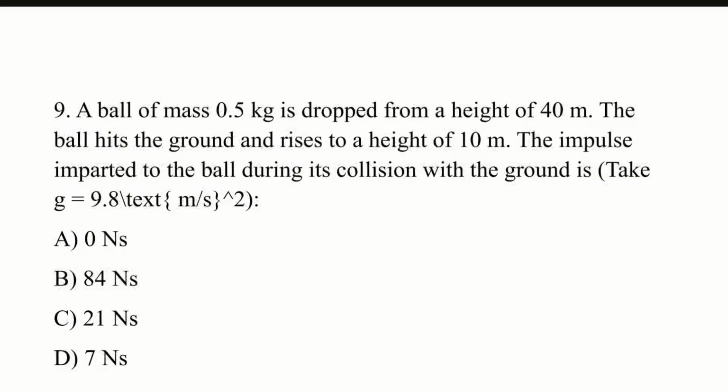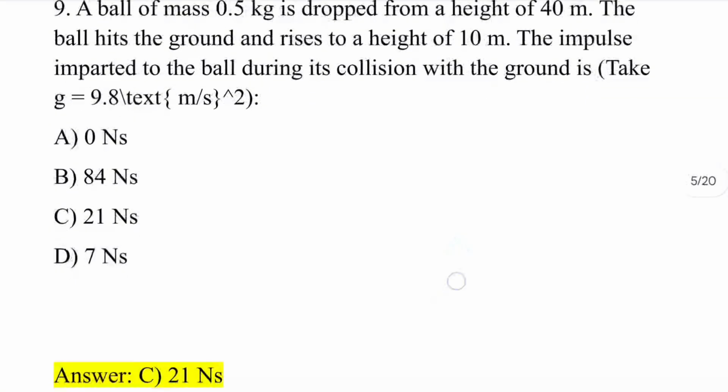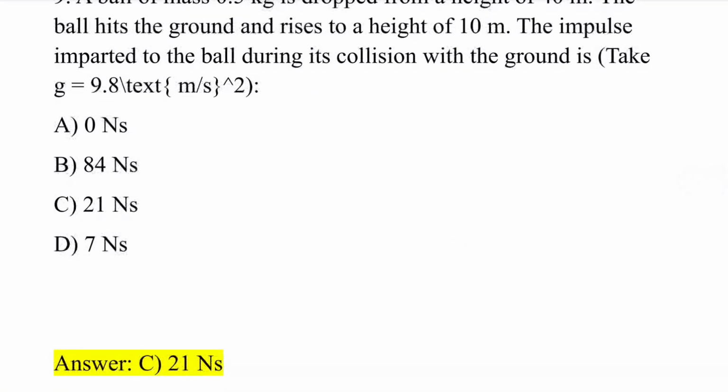The impulse imparted to the ball during its collision with the ground is: option A 0 Ns, option B 84 Ns, option C 20 Ns, option D 7 Ns. The correct answer is option C 20 Ns.